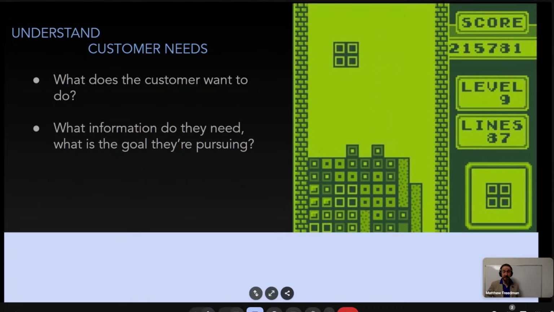Understanding the customer needs. What does the customer want to be doing with this product? What information do they need to have? What does the customer want to do? What information do they need? And what goal are they pursuing?